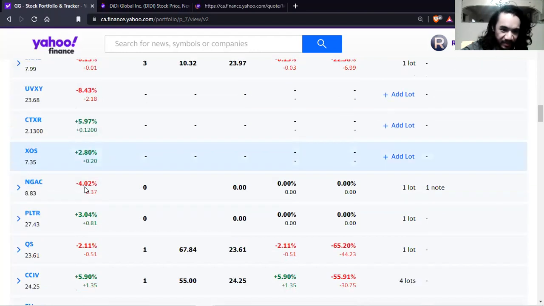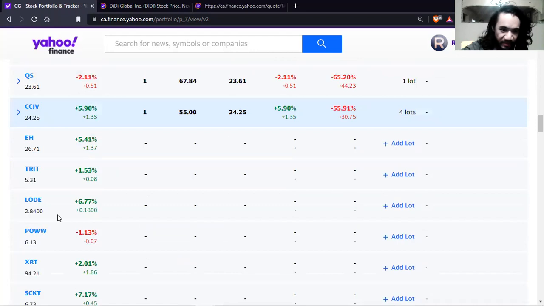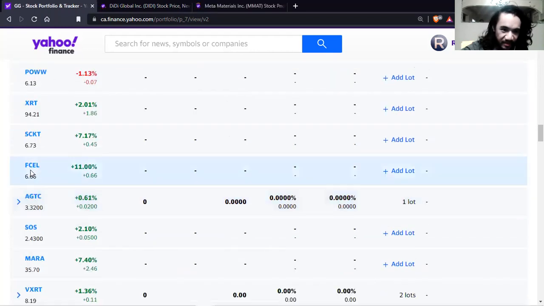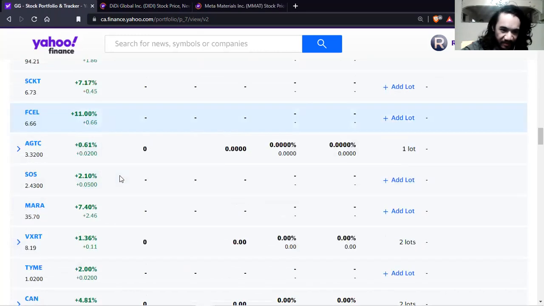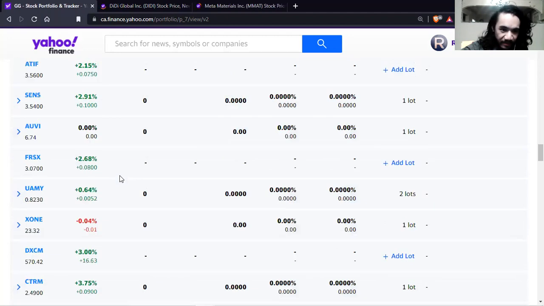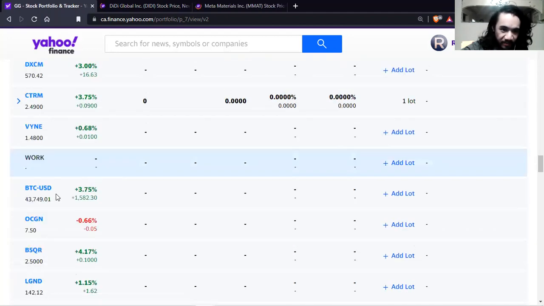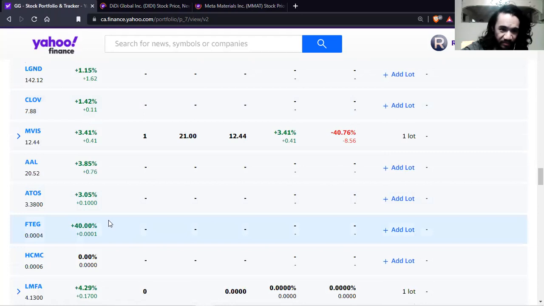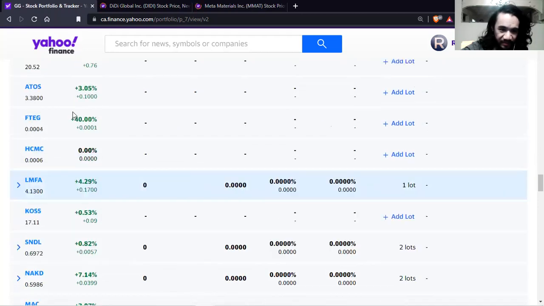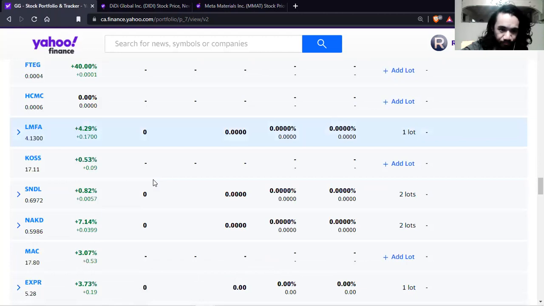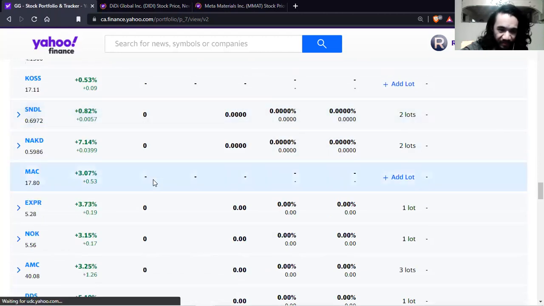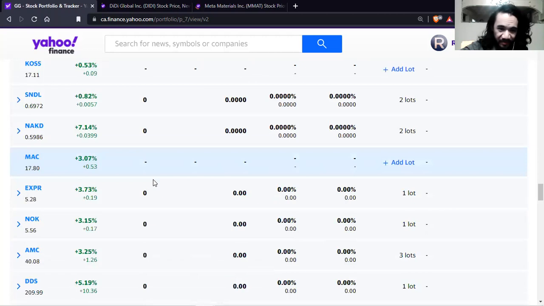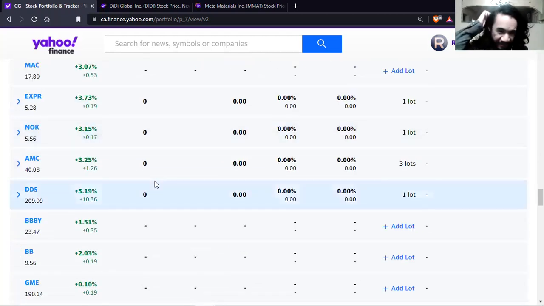CTXR, okay, that's up. Looking for the big movers. So FCEL is up 11%. They are an EV company. I believe they make batteries. And Bitcoin is up as well to 43.7K US dollars. FTEG is up 40%. That's that penny stock starting to show some life. Most penny stocks are very volatile, however, they tend to go up a lot and they tend to go down a lot. And when they flatline, they really flatline, don't they?